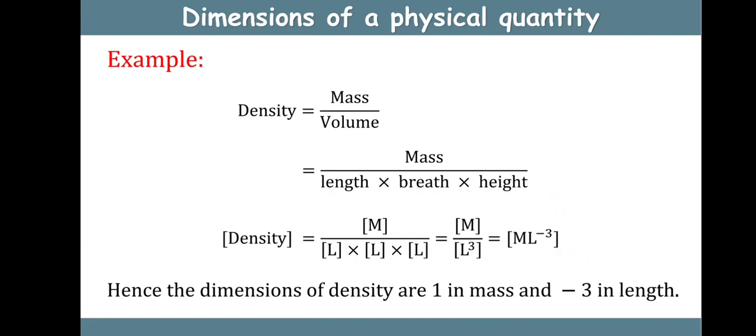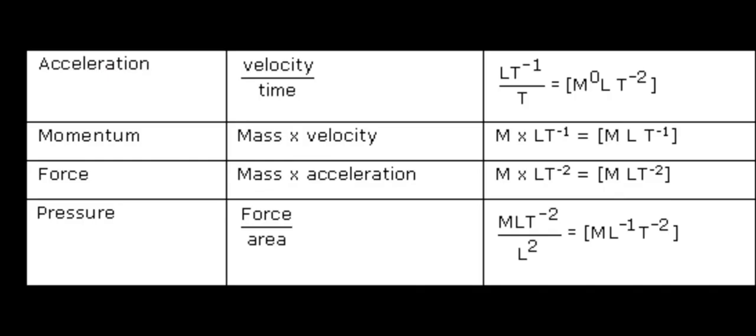There are also other examples, so let us discuss all these examples. For example, acceleration. We know that acceleration is equal to velocity upon time, and the dimensional formula for velocity is LT minus 1.